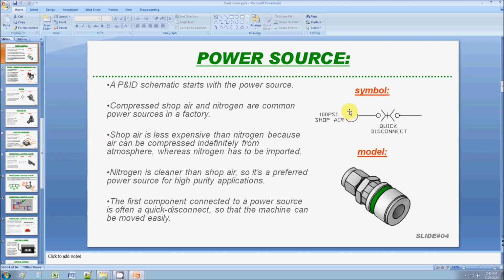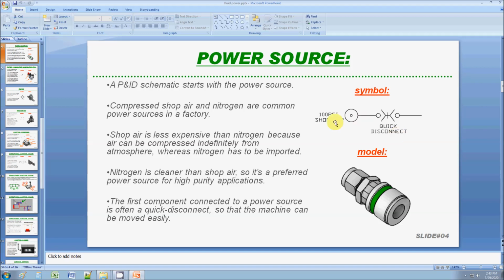Okay, this is the symbol for it, and usually it's followed by the quick disconnect, so you can easily connect it on and off. But there are many different power sources in a factory. In a house, you have different lines going in and out of it. You have a sewage line, you have a power line, 110 volts AC, you have a water line, a gas line. In a factory, you have many other sources of power.